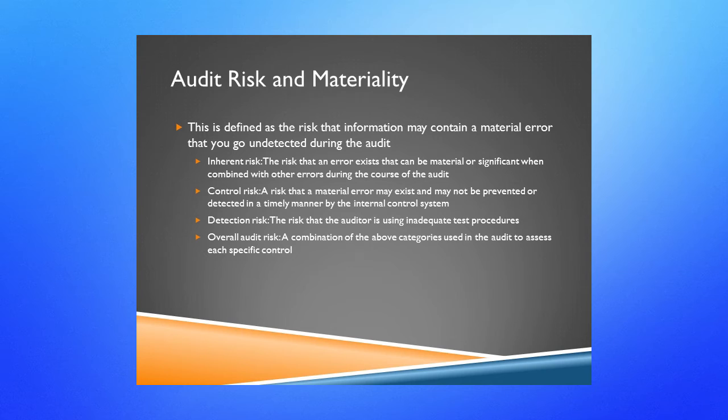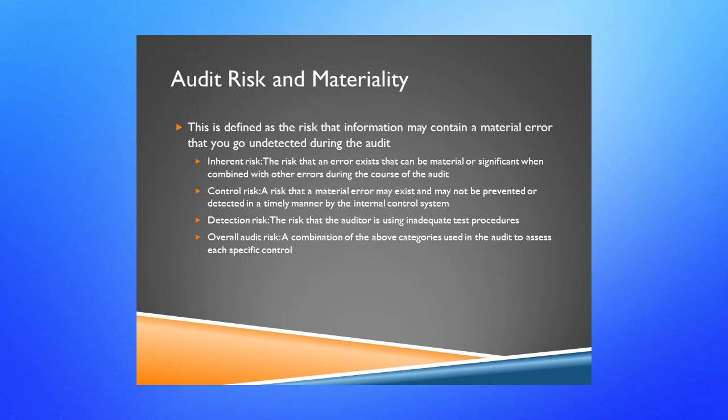Now, that's an important aspect, right? We all know that we can and will make mistakes, and we can miss things. And you might say, well, okay, I missed it. It's just this minor little detail. But when you pile them all up, right, that could be something rather significant. There's a control risk, a risk that a material error may exist and may not be prevented or detected in a timely manner by the internal control system.